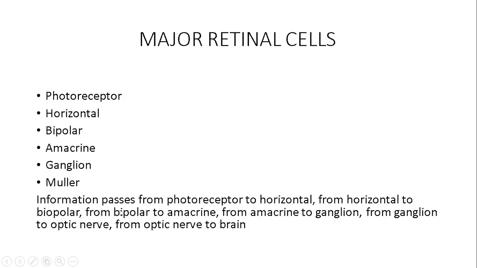As I said, information passes from the photoreceptor cells. Light will have entered into the eye to stimulate the photoreceptor to receive the light. But after that, the information passes from photoreceptor to horizontal cells, and then from horizontal cells to what? Bipolar cells. From bipolar, information passes on to what? Amacrine cells. From amacrine to ganglion cells, from ganglion to Müller cells. Then from there, the information goes to the optic nerve, and from the optic nerve to the brain for what?